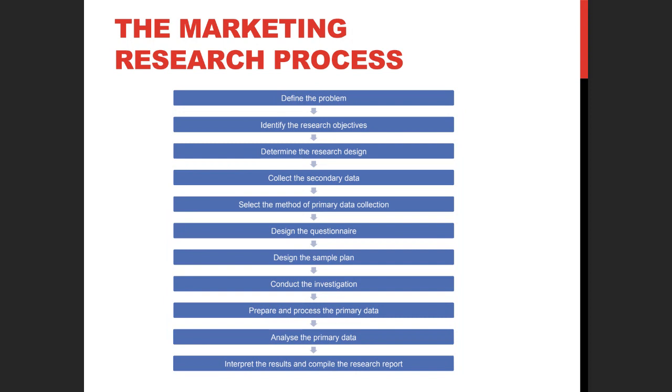So you cannot have a primary objective and random secondary objectives. The secondary objectives should actually come out of the primary objective.